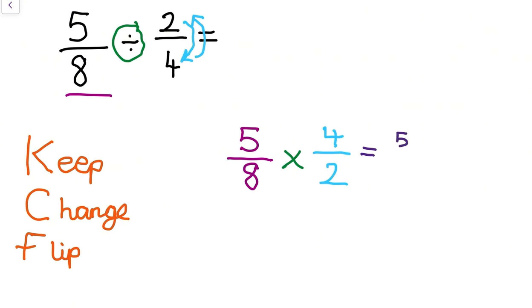Now we multiply the numerators and the denominators. 5 times 4 equals 20, and 8 times 2 equals 16. So we get 20/16.